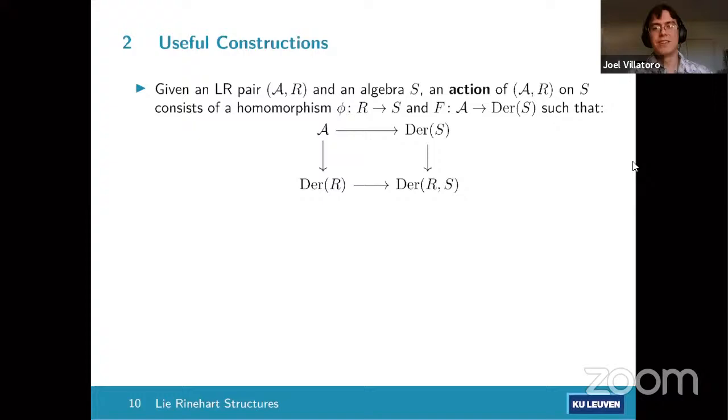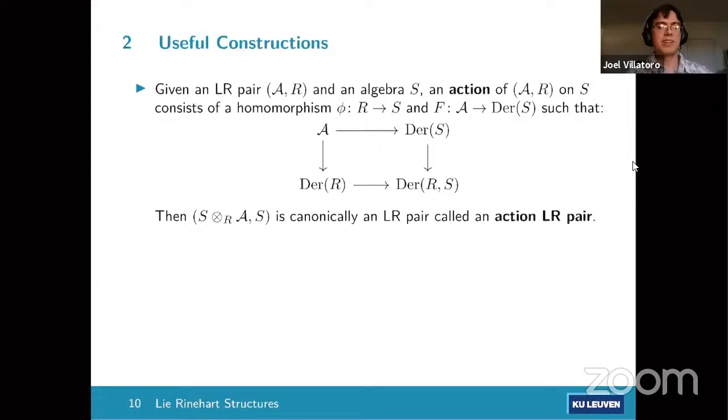What happens is you can show that if you take the tensor product of S with A, that makes it an S-module, and then you combine it with S, then you get an action Lie-Rinehart pair. I'm not explaining how to define the bracket on S tensor A, but that's an exercise if you like, using this data. If you're familiar with the construction of an action Lie algebroid, I encourage you to check that an action Lie algebroid is actually an example of this kind when you pass to sections.